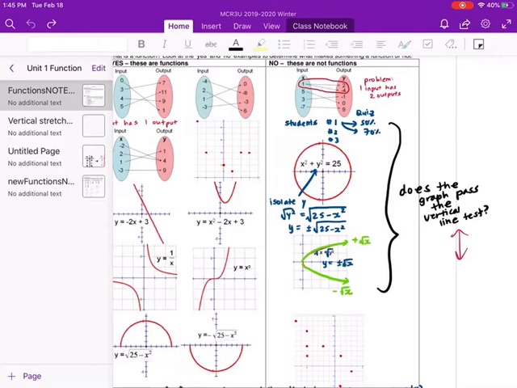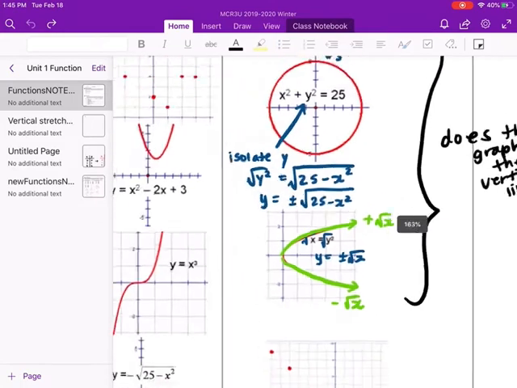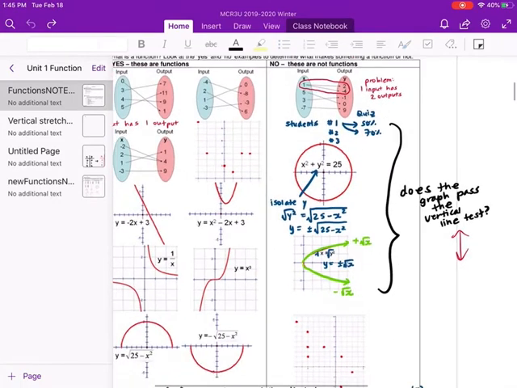for y, you get a plus and minus every time you take a square root. And so because of that reason, anytime you have an even exponent on the y, algebraically, you have a situation where it's not a function because you have the plus and minus component. There are two parts to it.